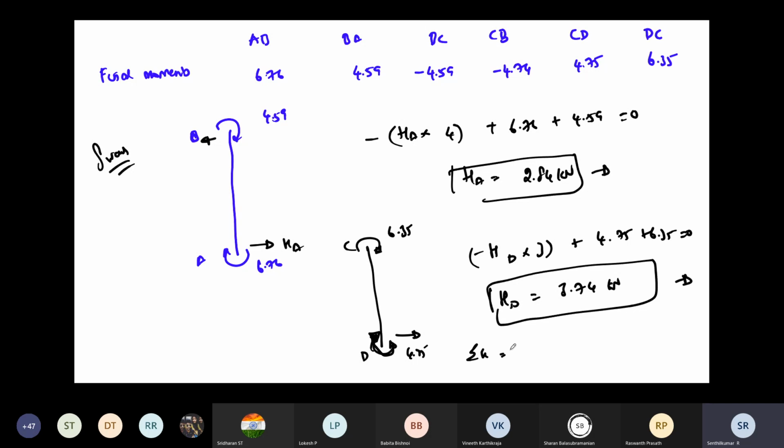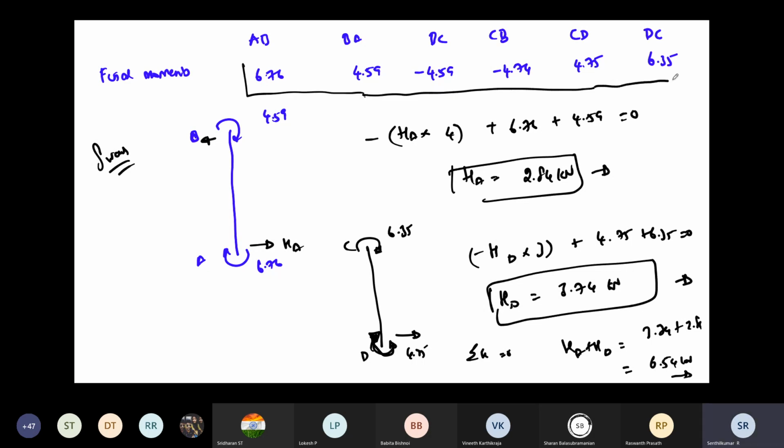3.74. So both are in the same direction. So summation of H, if I want to find HA plus HD, equals 3.74 plus 2.84. How much is it coming? 6.54 kilometer in this direction, right? So we are just assuming some ratio and finding the horizontal force. But what about your horizontal sway moment? For 6.54, these are the moments.